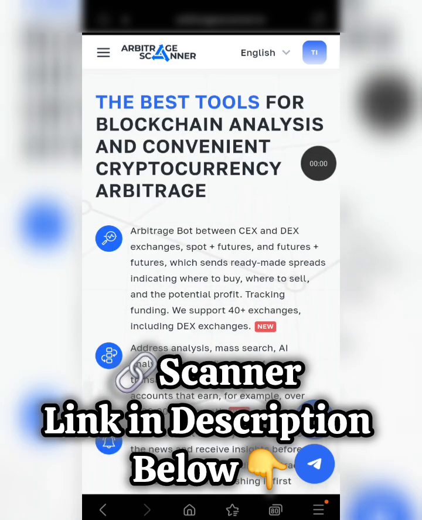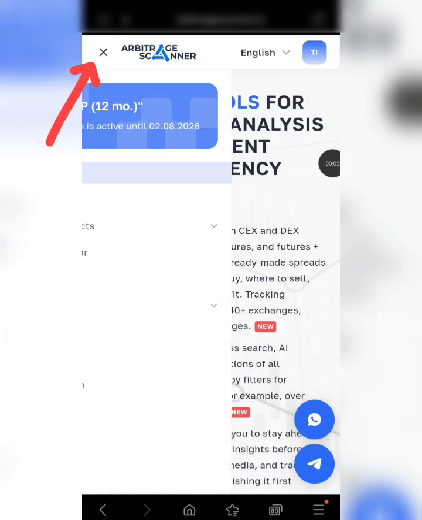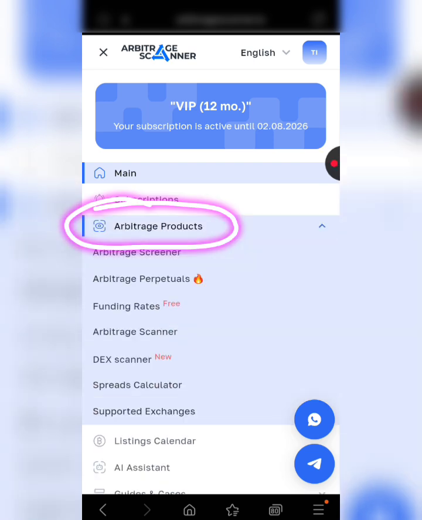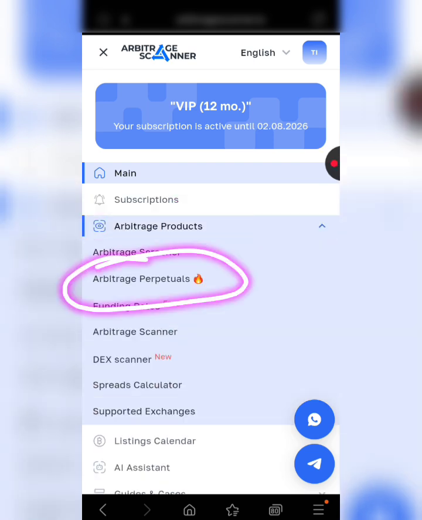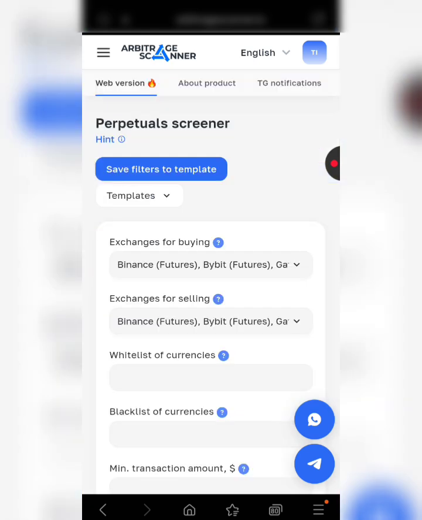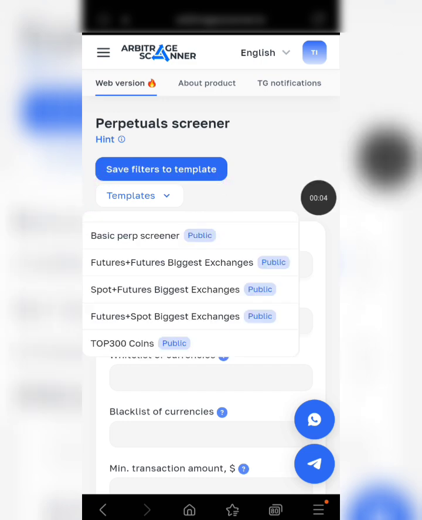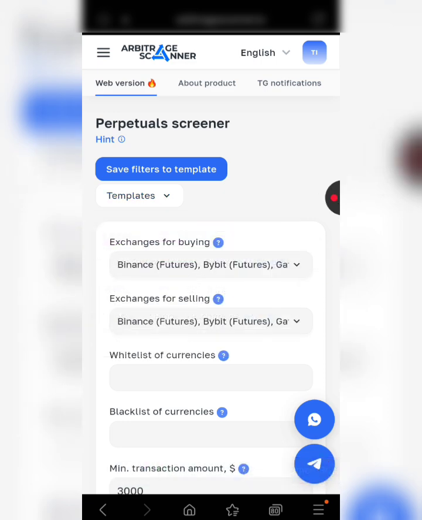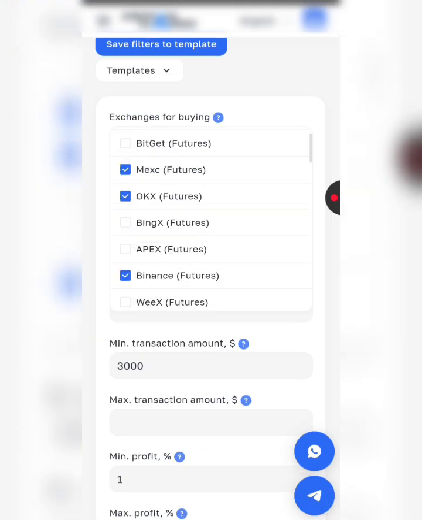So once you come to your arbitrage scanner here, you click right here, then you click on this drop down where you have arbitrage products. Then you're going to select the arbitrage perpetuals. All right, so it will load up this way. Then where you have templates here, you click on the drop down. Then you're going to select the futures plus futures biggest exchange template that you have here. You select it here. So you can actually make some adjustments if you want.